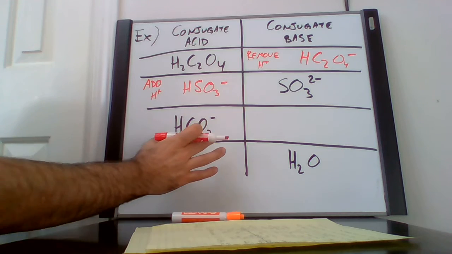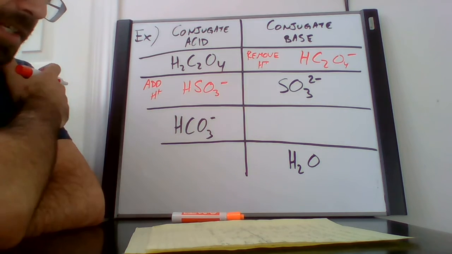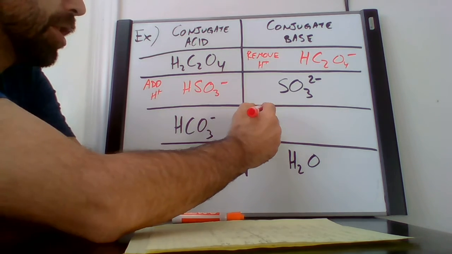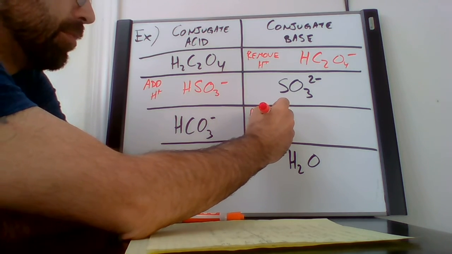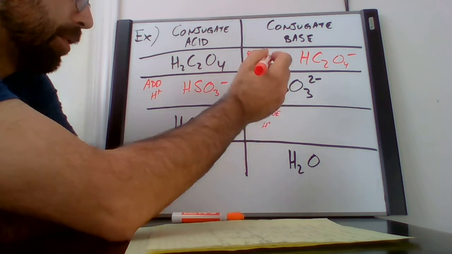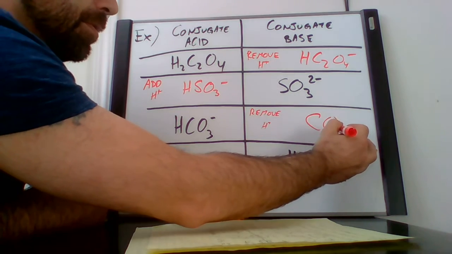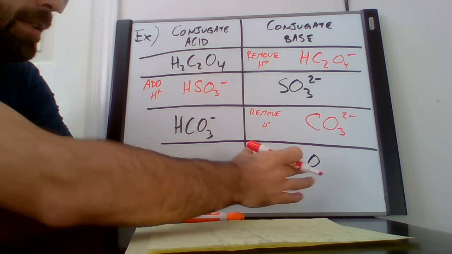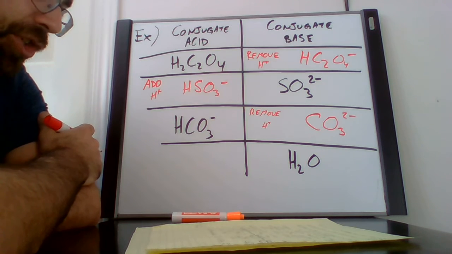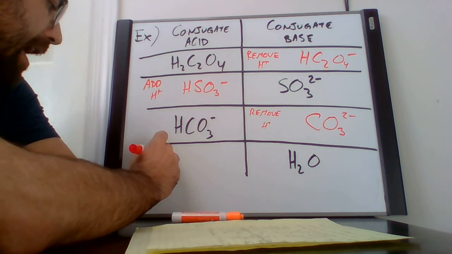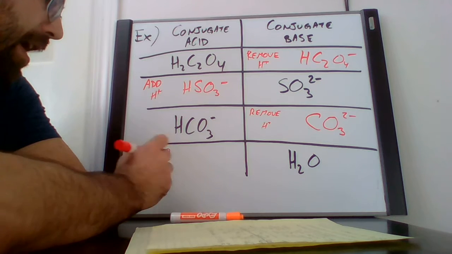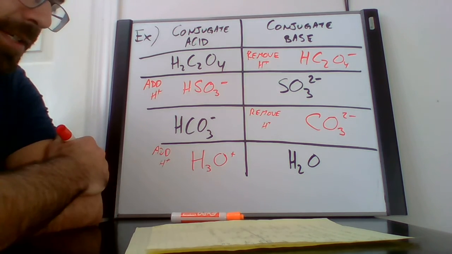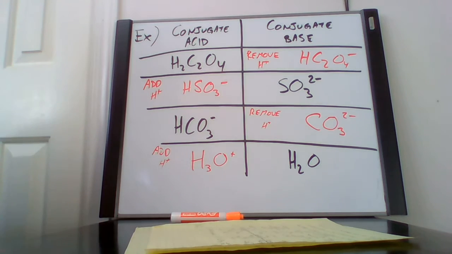Down here with our HCO3 minus, this is an amphiprotic situation, so we've got to be careful. We're going from the acid to its conjugate base. Again, we need to remove that proton, leaving us with CO3 2 minus. And last one here, we're dealing with H2O. If we want to come up with its conjugate acid, we need to again add that proton, giving us H3O plus. Hopefully you're able to get all those right.